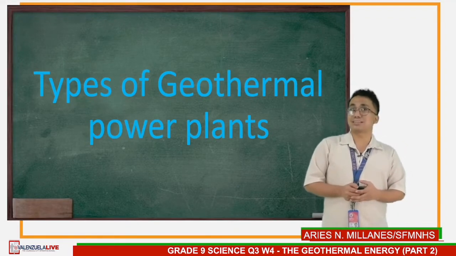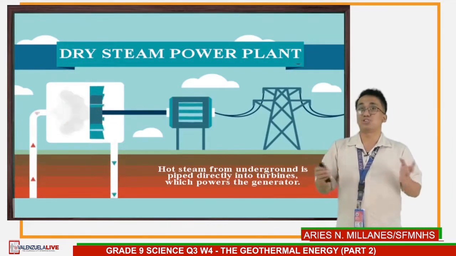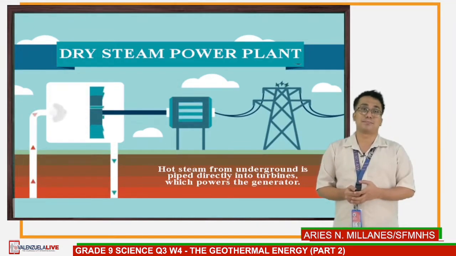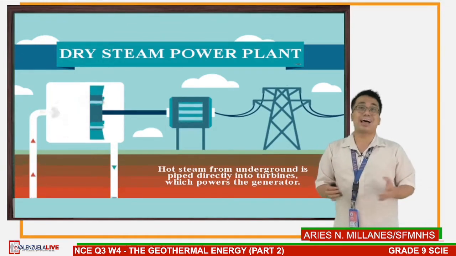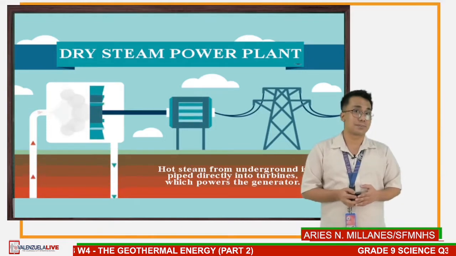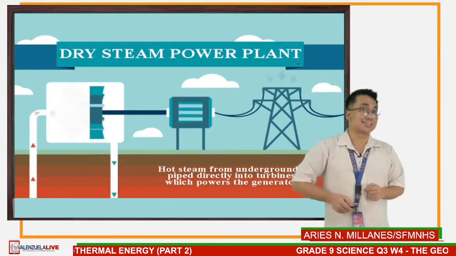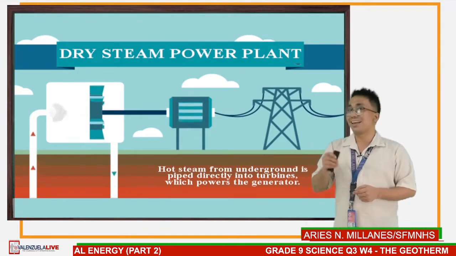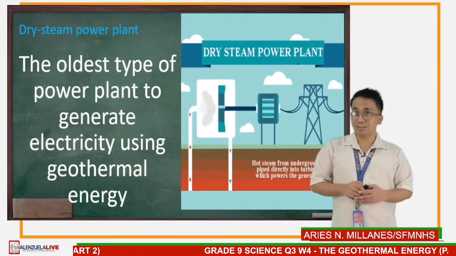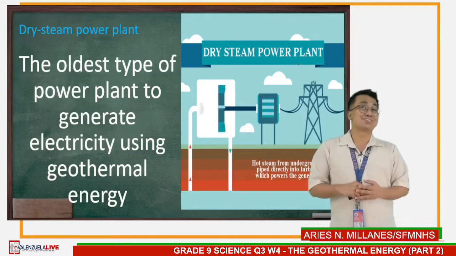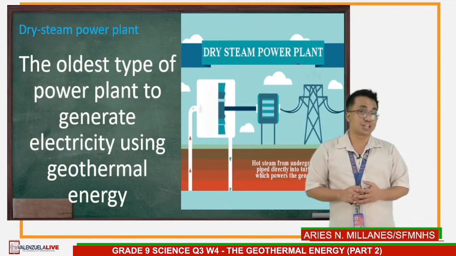Actually, there are 3 types of geothermal power plants. First on our list is called dry steam power plants. Dry steam power plants take advantage of natural underground sources of steam. The steam is piped directly to a power plant where it fuels the turbines and generates electricity. Dry steam is the oldest type of power plant to generate electricity using geothermal energy.